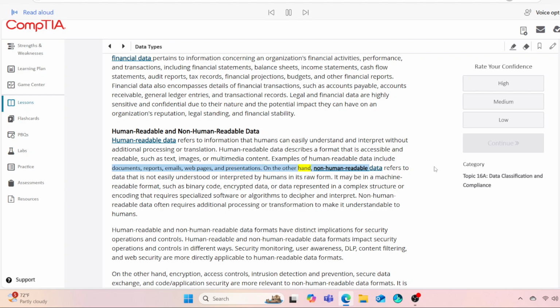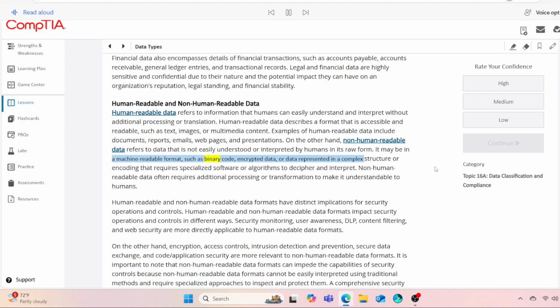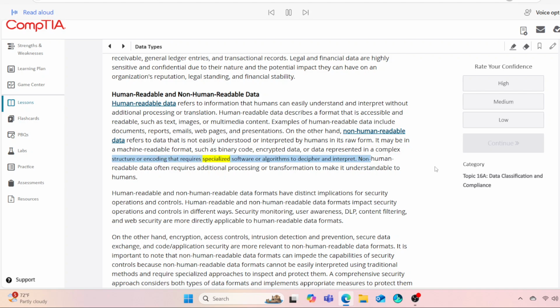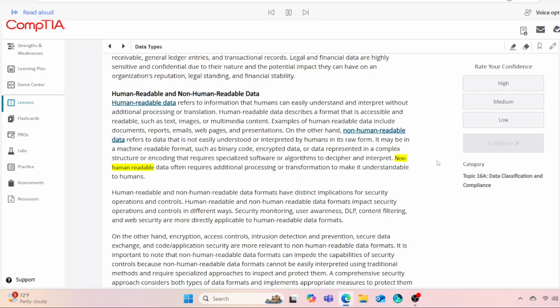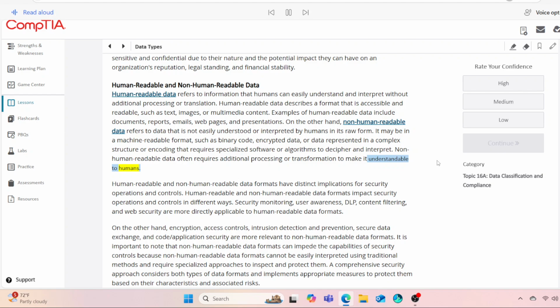On the other hand, non-human readable data refers to data that is not easily understood or interpreted by humans in its raw form. It may be in a machine-readable format, such as binary code, encrypted data, or data represented in a complex structure or encoding that requires specialized software or algorithms to decipher and interpret. Non-human readable data often requires additional processing or transformation to make it understandable to humans.